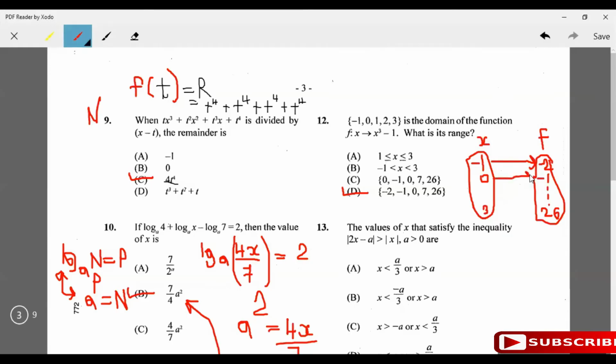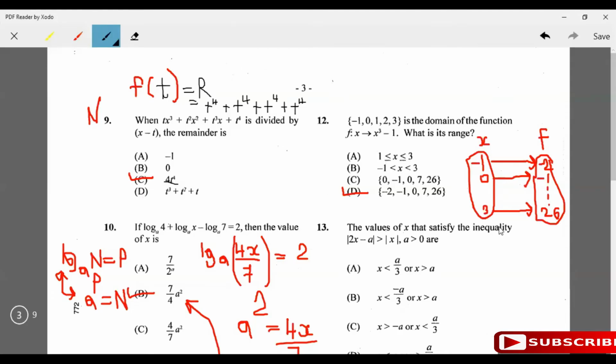Let's draw your mapping diagram. That's all they're asking. All right. That's question 12.